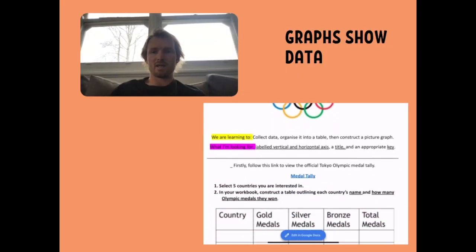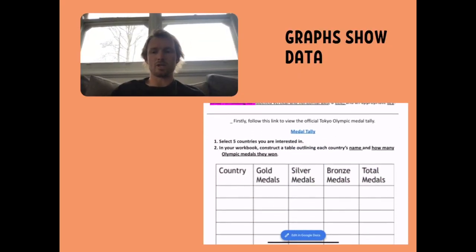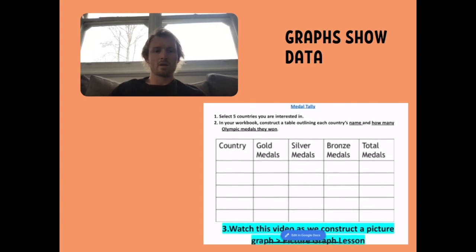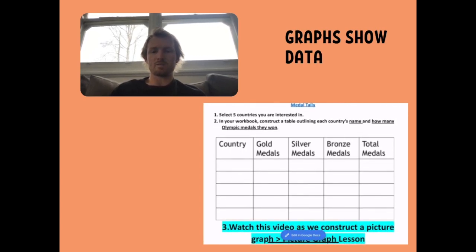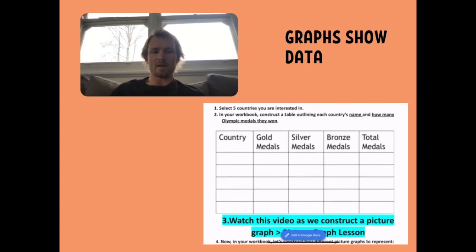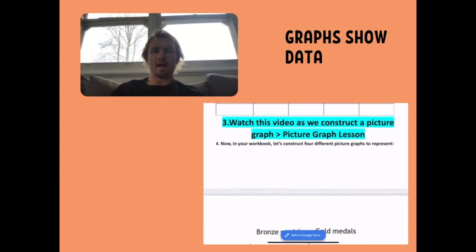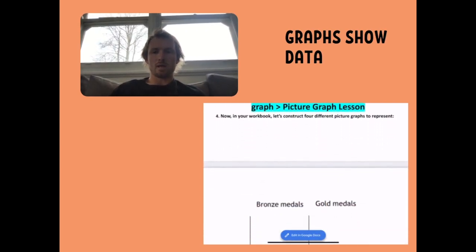Okay, guys, so this is your sheet for today. We're looking at picture graphs. With picture graphs, we are using pictures to represent our findings. So what we would do is we'll have a look at the sheet, and then I will run you through, just using my iPad, how to create the graphs, and then how to answer the questions using the graphs that we have created.